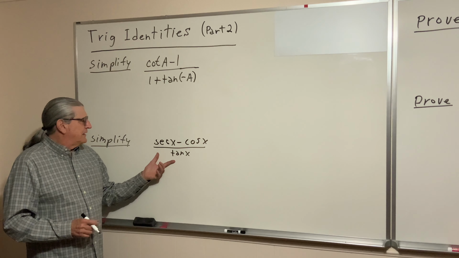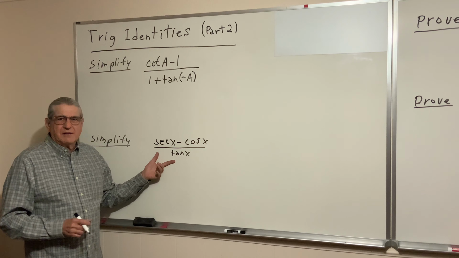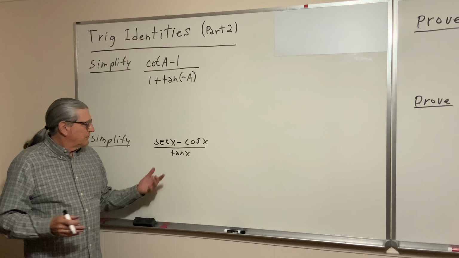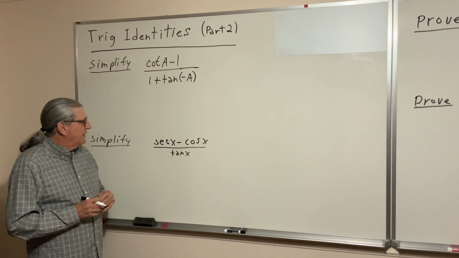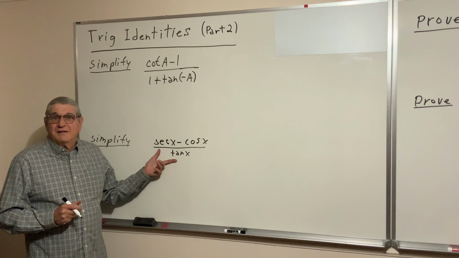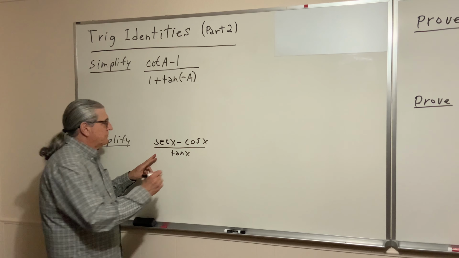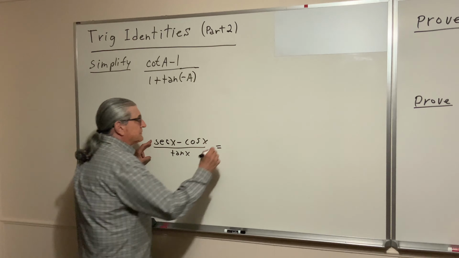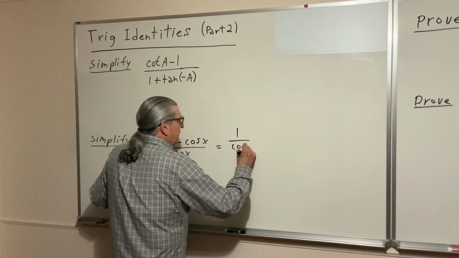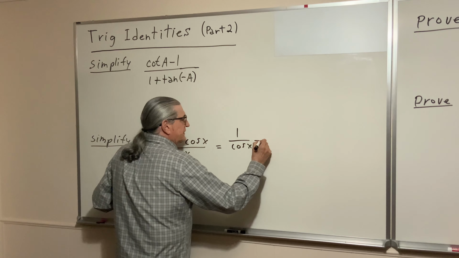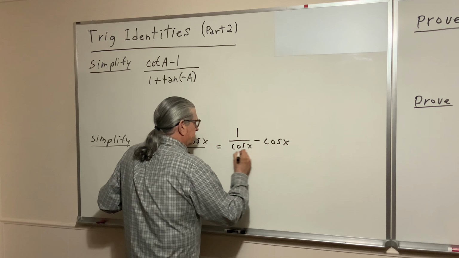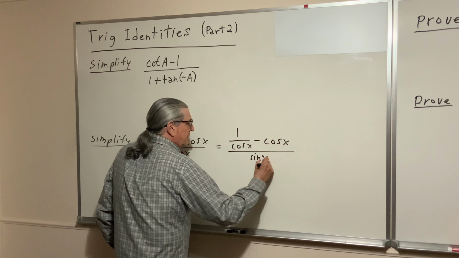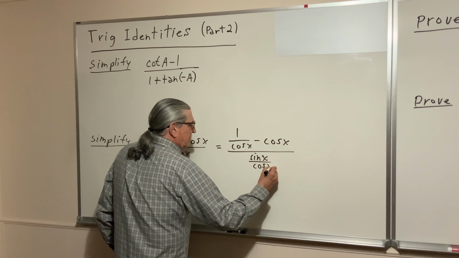If I see something and I don't see how I can relate it to anything like sine squared plus cosine squared equals 1 or those types, if in doubt, always make it into sines and cosines. So I'm going to do that. The secant of x is 1 over the cosine x, minus the cosine x, all over the tangent, which is the sine x over the cosine x.